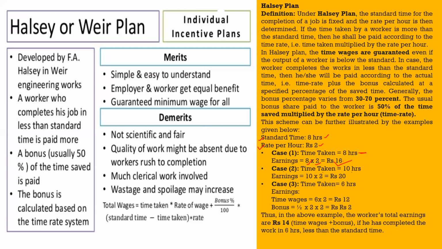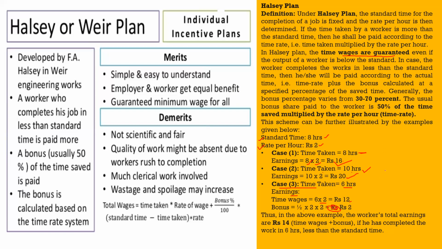Wages are guaranteed, right? So in this system, wages are guaranteed. That's why he is receiving 20 rupees here. In case 3, if you observe, he is working for 6 hours, earning 6 into 2, 12 rupees, and the bonus is there because he has worked only 6 hours, but completed the given task.